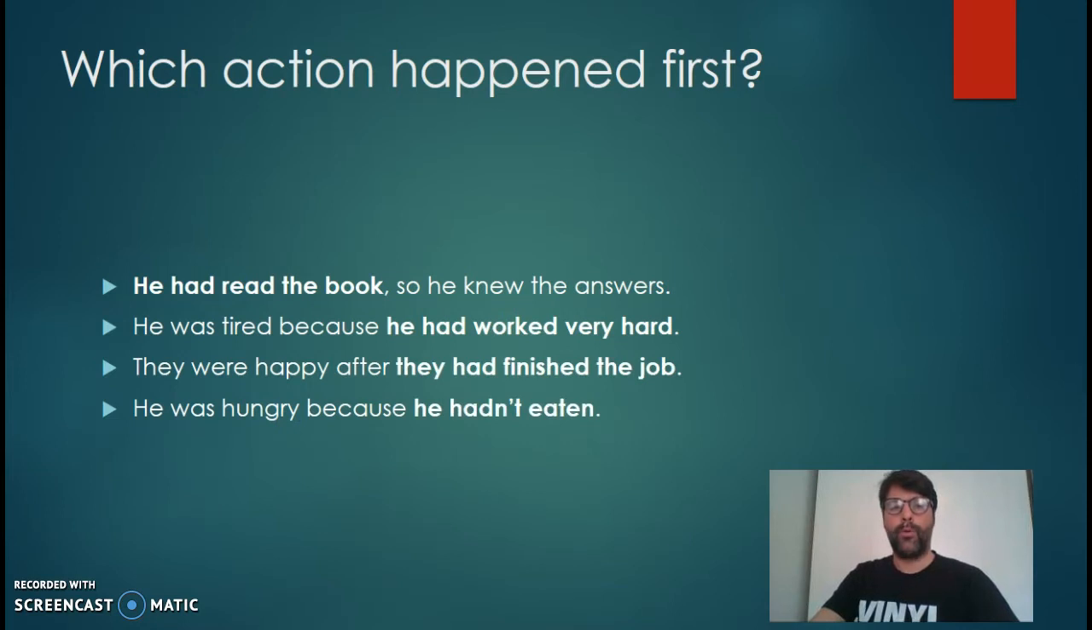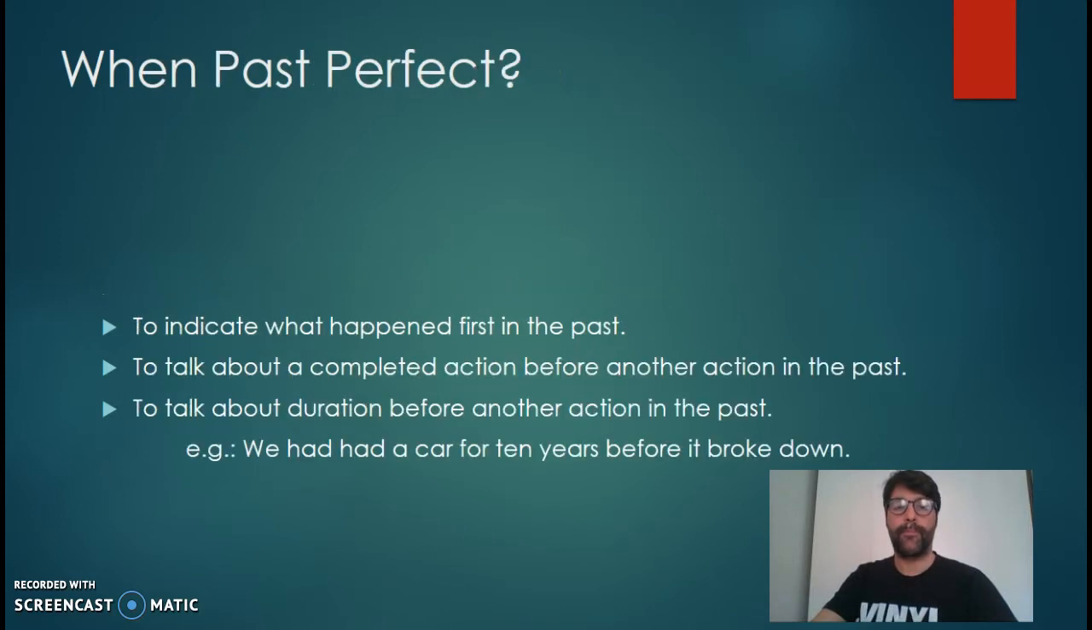The parts of the sentences in bold are the actions that happened first. So, he had read the book and then he knew the answers. He had worked very hard and then he was tired. They had finished a job, and then they were happy. He hadn't eaten and then he was hungry.